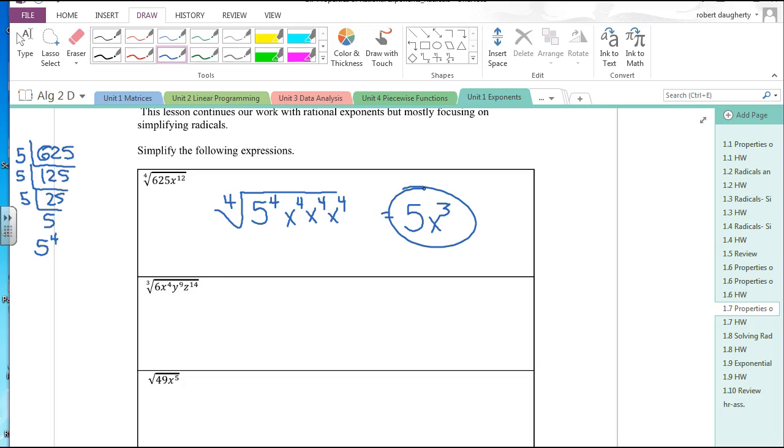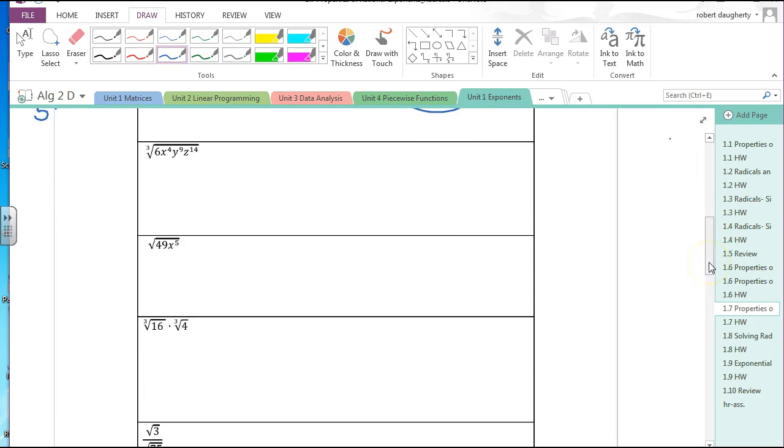Looking at the next one, I need to organize everything that I can as perfect what? Perfect cubes, okay? What about 6? Can it be organized as a perfect cube? No, I mean 1 is a perfect cube, 8 is a perfect cube, 6 is not. So this is going to be the cube root. I'm going to have to leave the 6. How will I write x to the 4th? It's just x cubed times x. How will I write y to the 9th? It's just y cubed, y cubed, y cubed.